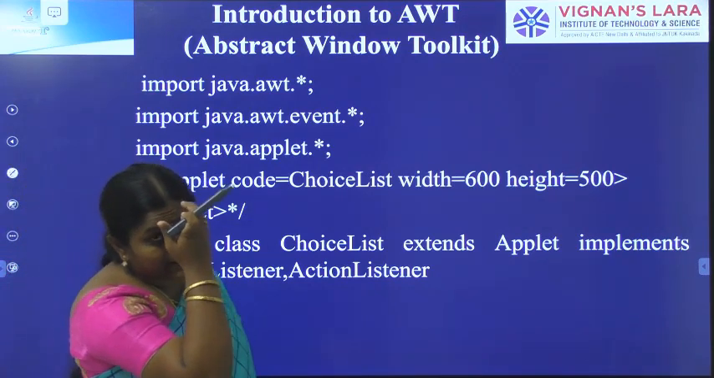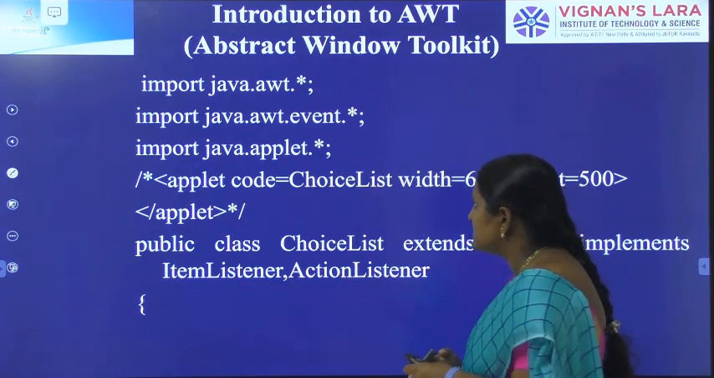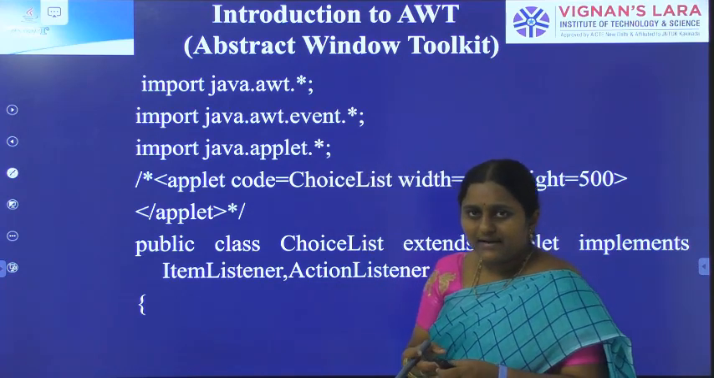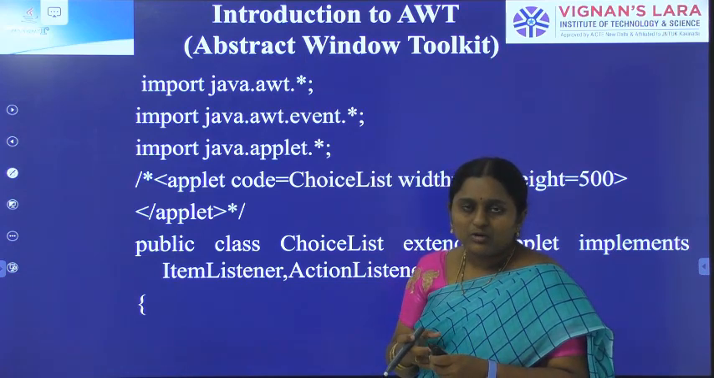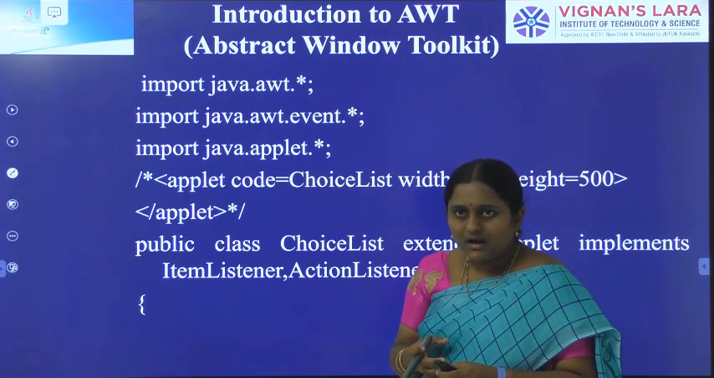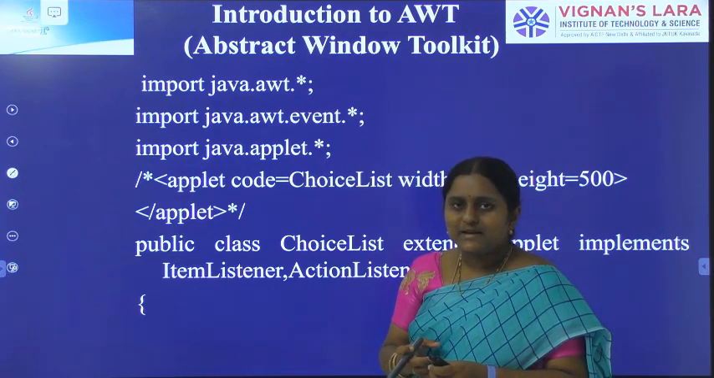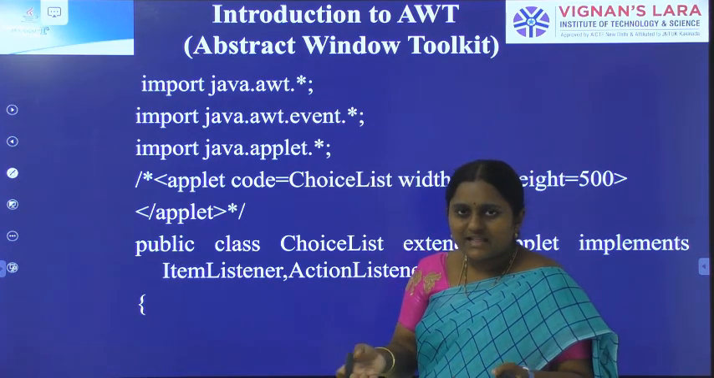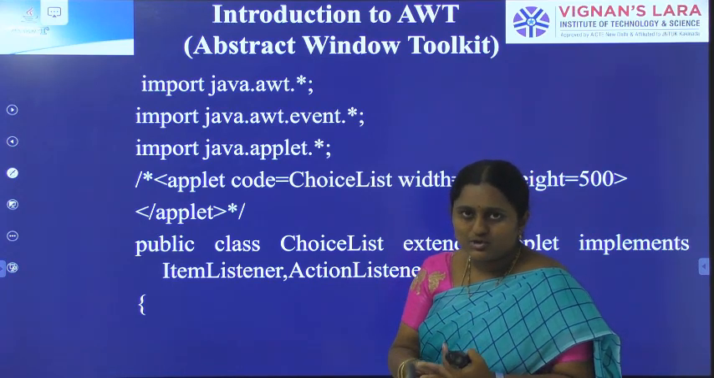Next, let us look into the program. Let us see one example related to the list and choice GUI components. Here I am importing the java.awt package. First, what is the template of writing a program with GUI components? First, we have to import the packages. Next, we have to write the applet code because we are implementing the applet program by using the appletviewer tool. It is mentioned in the comment lines. Next, our class extends Applet and implements the listener interfaces related to the corresponding GUI components.